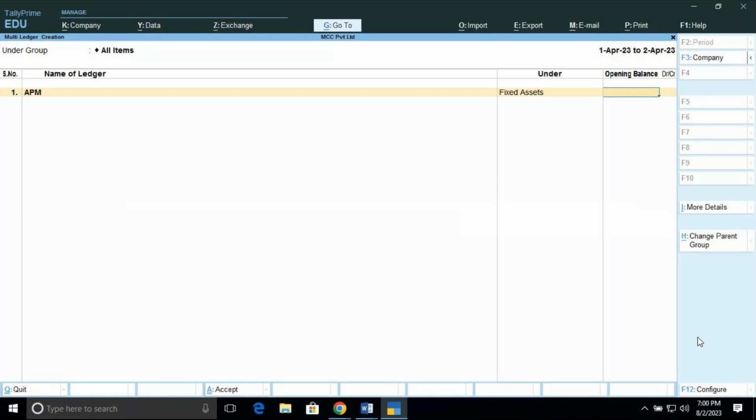Now, in the new company, you have to give that closing balance as the opening balance. Understood, all of you? So the closing balance of the previous year will become the opening balance for the current year. Is this clear?